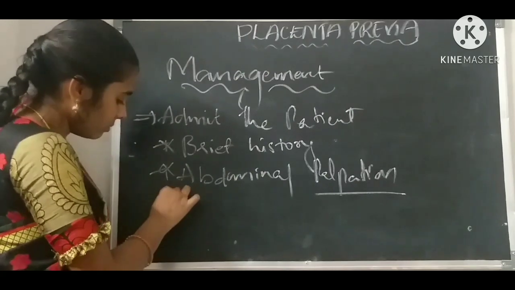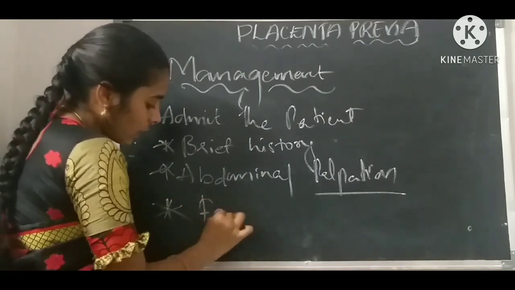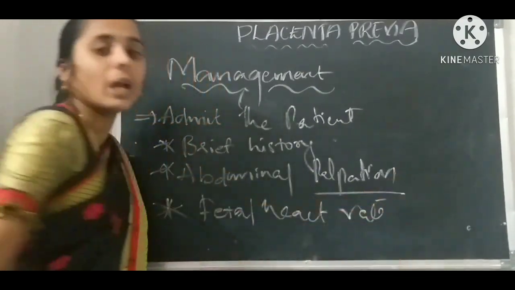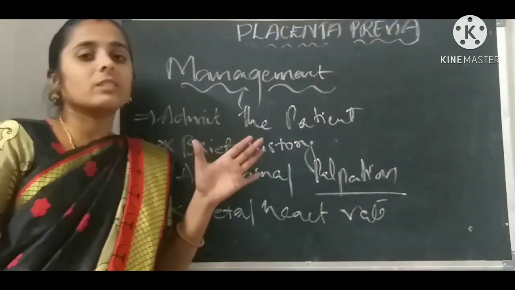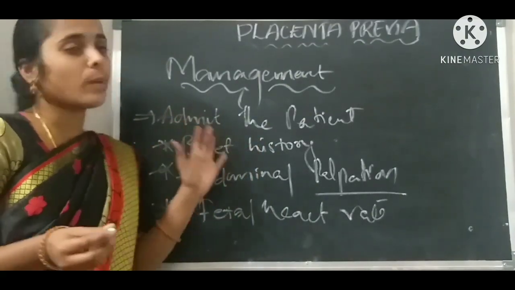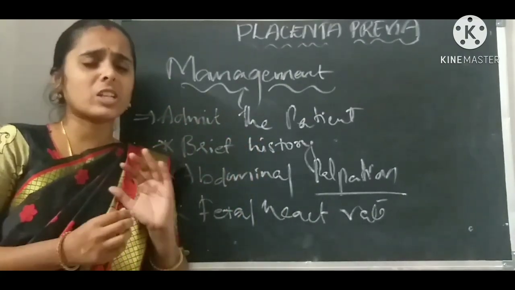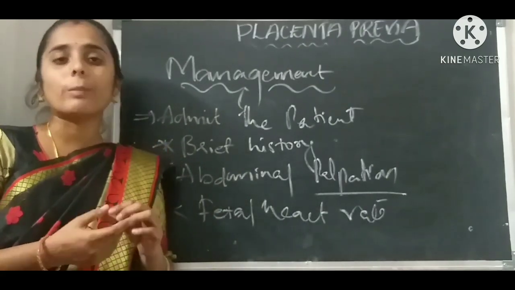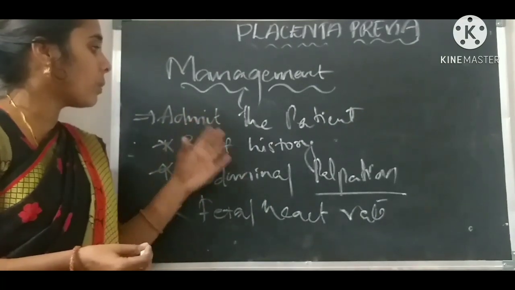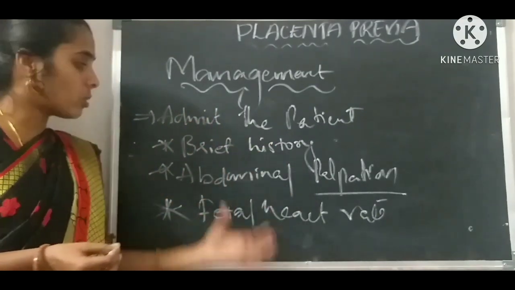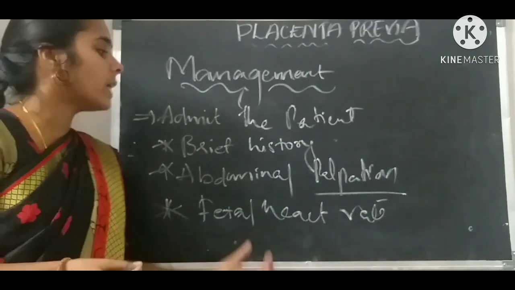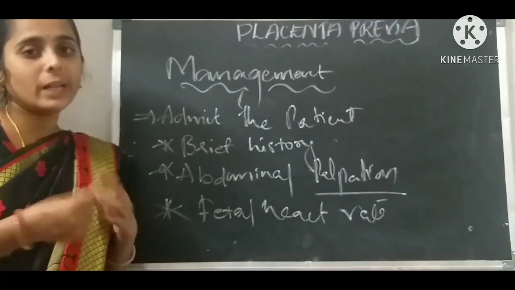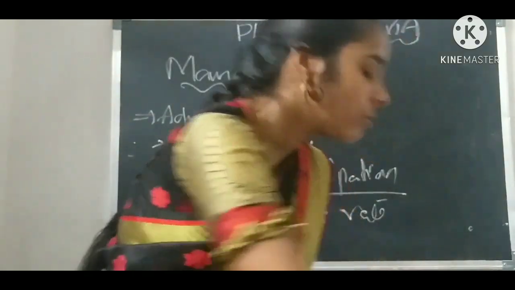The next one is fetal heart rate should be monitored. Fetal heart rate should be monitored. Remember one thing, in placenta previa the vaginal examination should not be done. It should be contraindicated. So this is while we are admitting the patients. The history should be recorded, abdominal palpation should be done, the heart rate of the fetus should be monitored, and vaginal examination should not be done. So this is the first management.